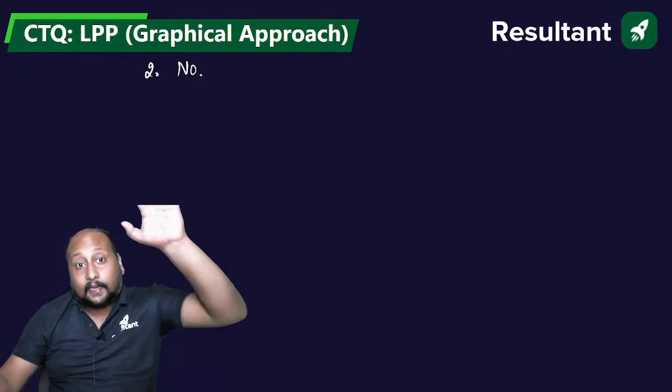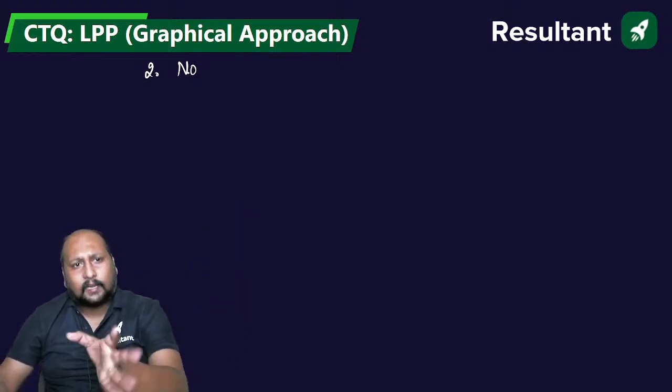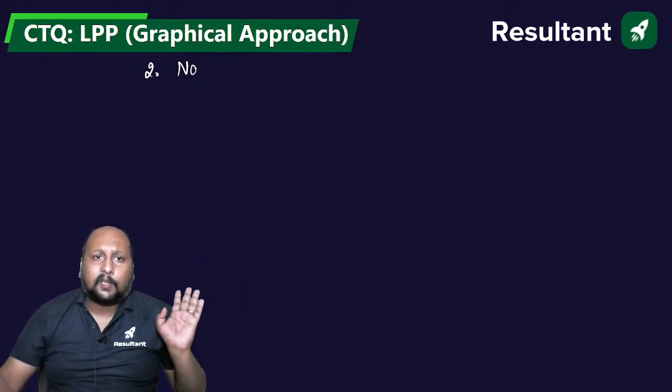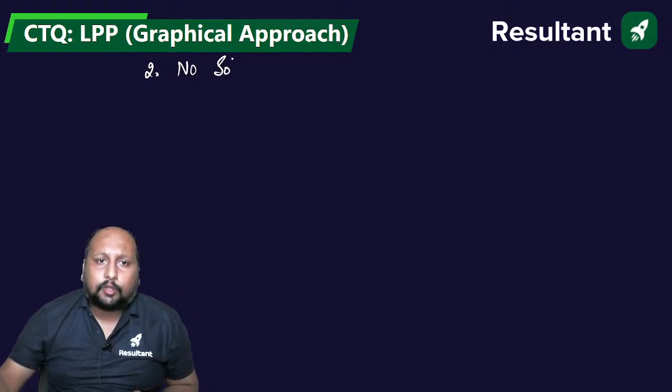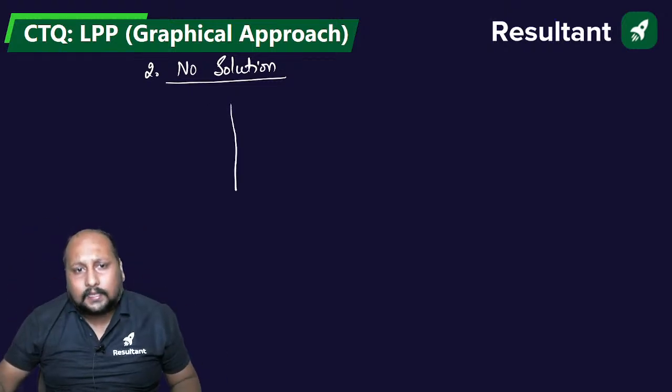No solution. I am completing the entire graphical method on YouTube. Now I am discussing the entire graphical lecture over here. Okay? No solution. How can we obtain a no solution? No solution means there is no feasible region. A case like this.